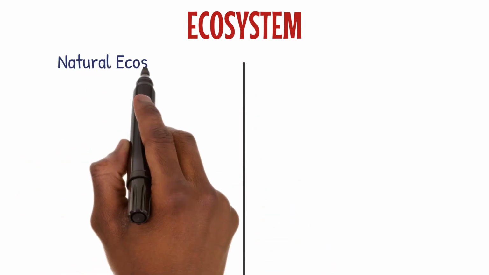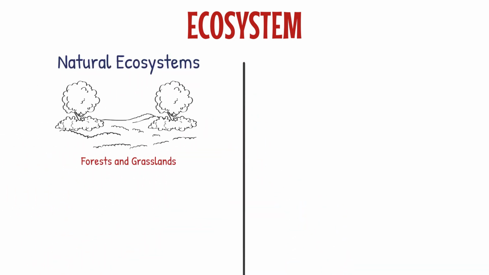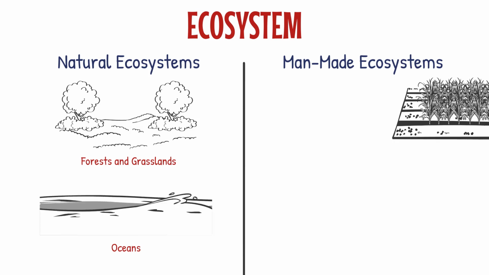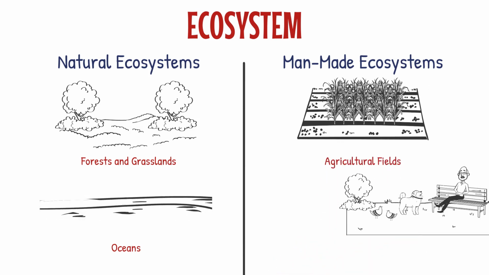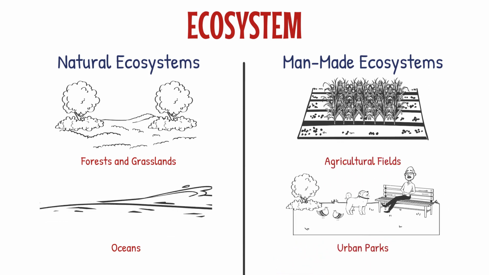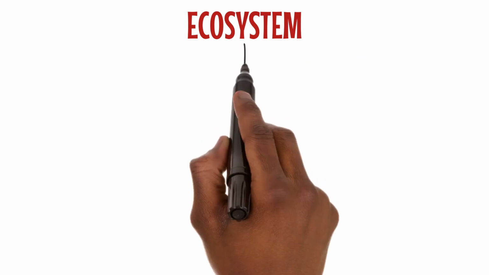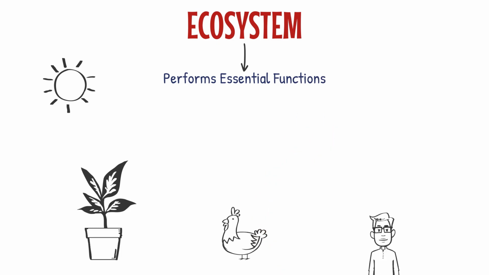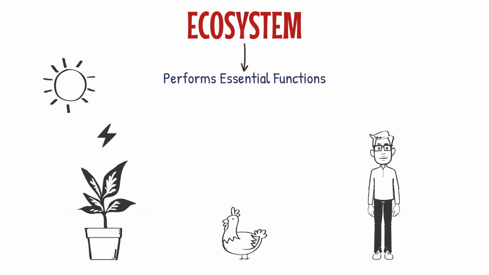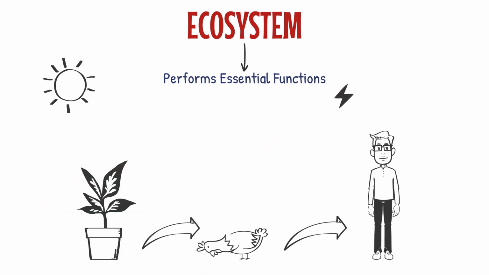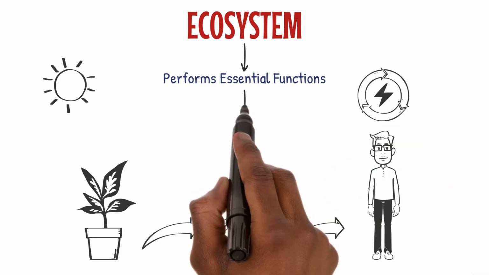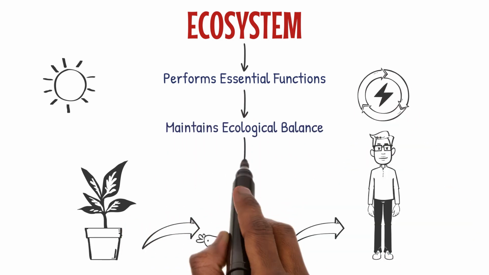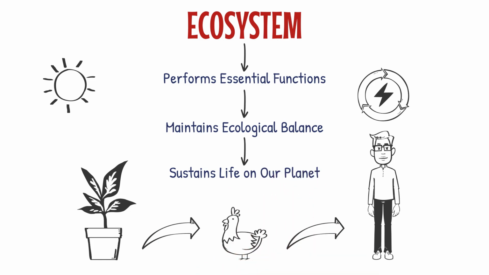We have natural ecosystems like forests, oceans, and grasslands, which have evolved over thousands of years. And then, we have man-made ecosystems like agricultural fields and urban parks, which are created by humans. Understanding ecosystems is crucial because they perform essential functions. They regulate the flow of energy, cycling it from one organism to another. They also help maintain ecological balance and sustain life on our planet.